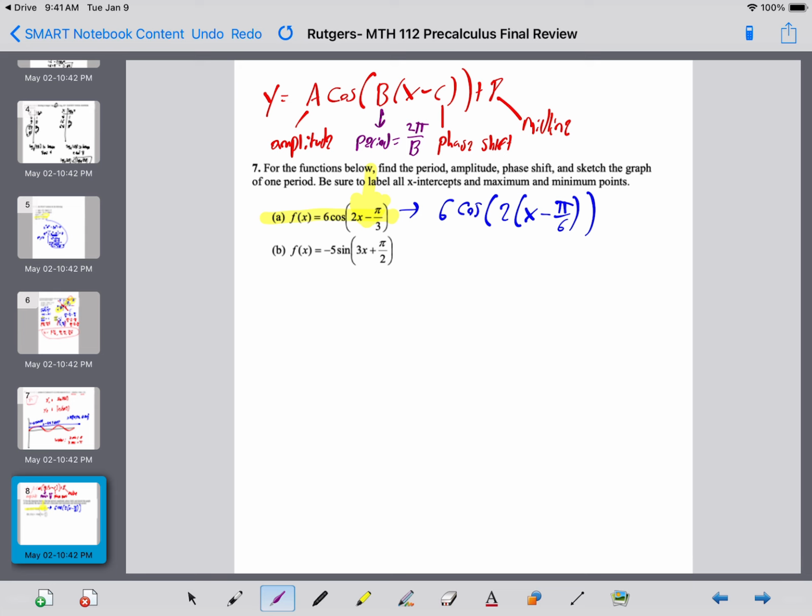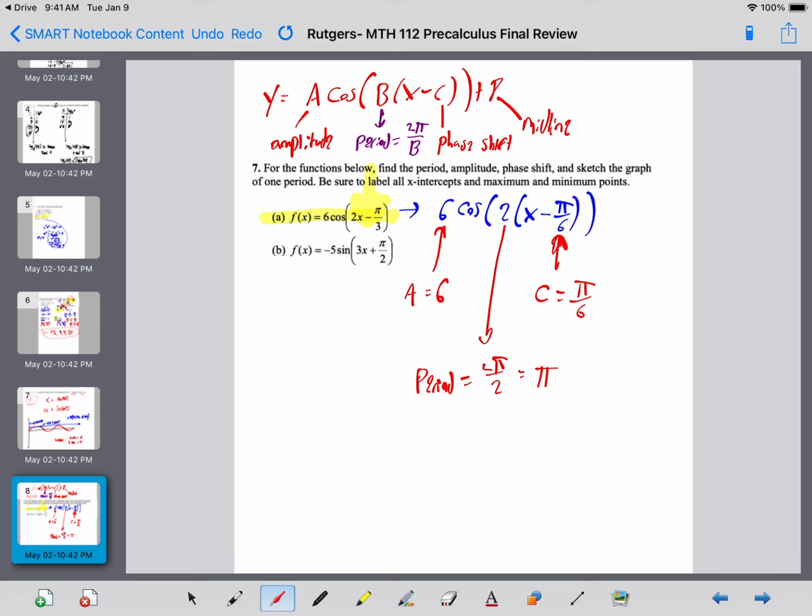So your amplitude is 6, right? Amplitude is 6. Your phase shift is going to be positive pi over 6. So it's shifting right pi over 6. Rather than starting at 0, it's starting at pi over 6, where we're going to graph. And then your period is going to be 2 pi over 2, which is pi.